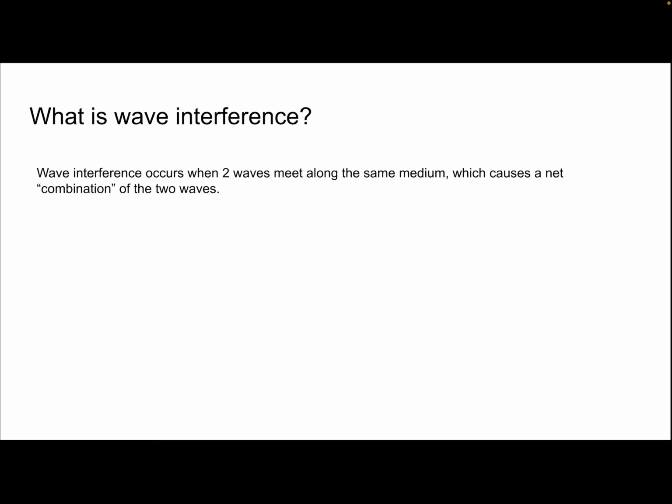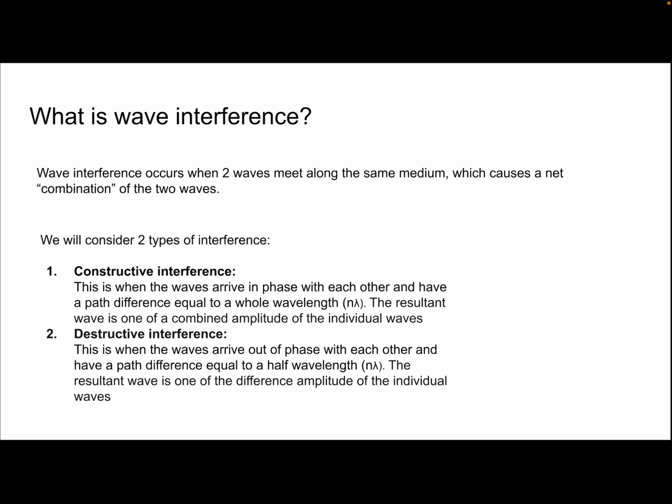So usually we will focus on two different types of interference. We're going to be looking at constructive interference. This is when the waves arrive in phase with each other, and in phase means that the path difference between the waves is a whole integer wavelength. So basically it's n lambda, where n is always an integer, and the resultant wave produced is always a wave of combined amplitude of the individual waves. So the wave created will have a bigger amplitude than both of the individual waves, and that's because they are arriving in phase.